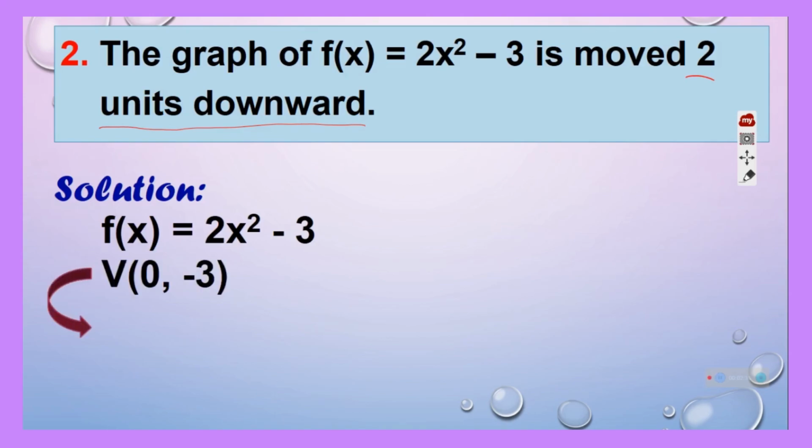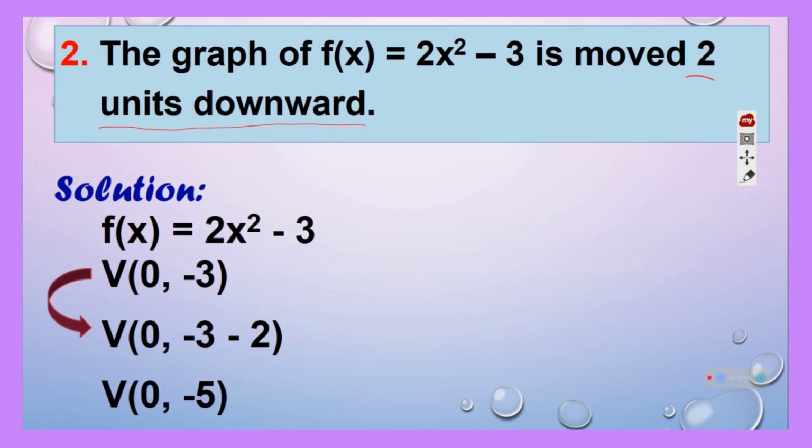And then, to find the new vertex, we will have h is 0 dahil wala naman pong nabanggit kung nag-move right or left. Then, since nag-move downward, magsusubtract tayo ng 2 units sa value ng k. Kaya, negative 3 minus 2. Therefore, the vertex will be 0, negative 5.